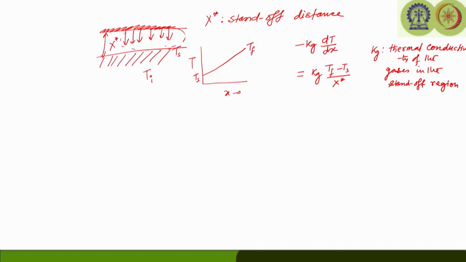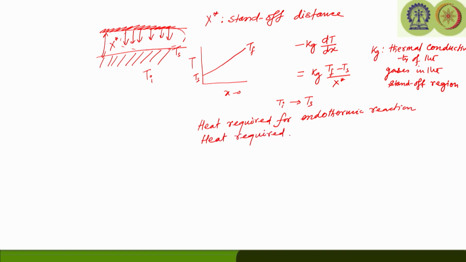The heat is going to increase the temperature of the propellant from the initial temperature Ti to the surface temperature Ts, and also it is going to supply energy required to vaporize and pyrolyze HTPB or the polymeric binder and decomposition of AP. So, we can say that some heat is required for the endothermic reaction, and heat required to raise propellant temperature.